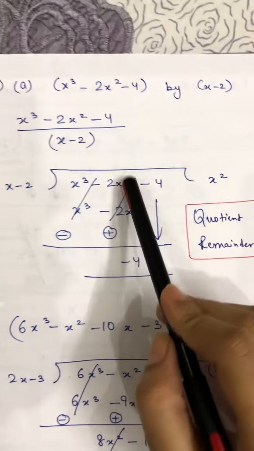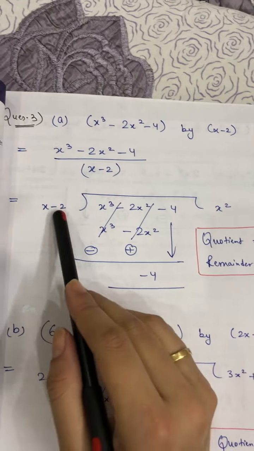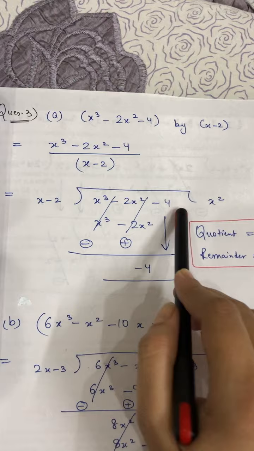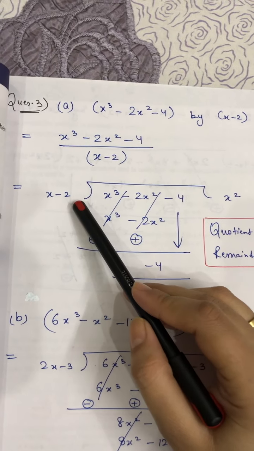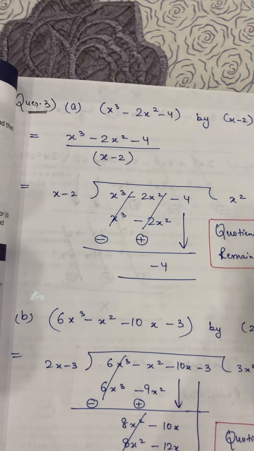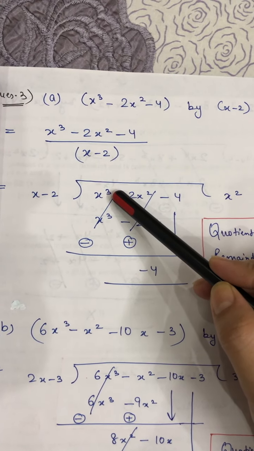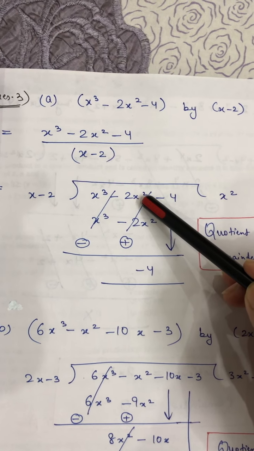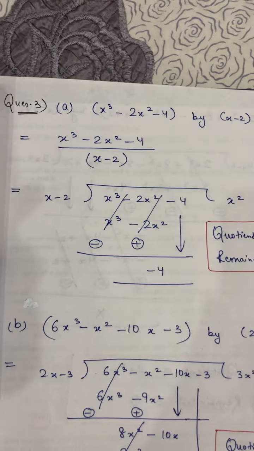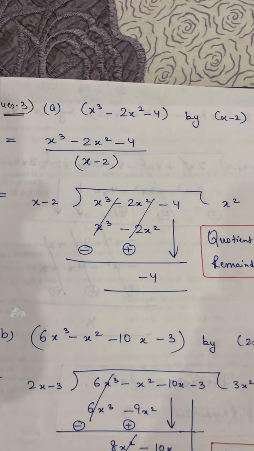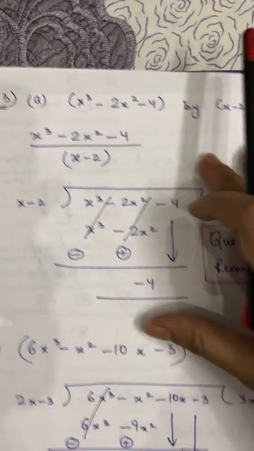Now this is the expression. So now you have to write x minus 2 here and this term in between. Now you have to multiply x minus 2 with a variable or constant so that your first term will get cancelled. If the second term cancels with the first term, it doesn't matter, it is completely fine, but always you have to cancel the first term in the expression.